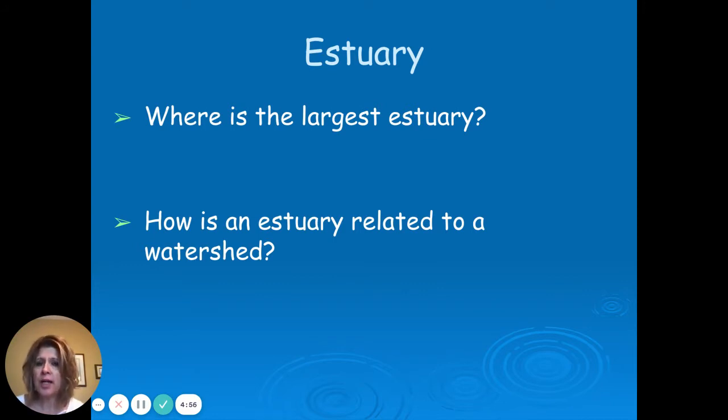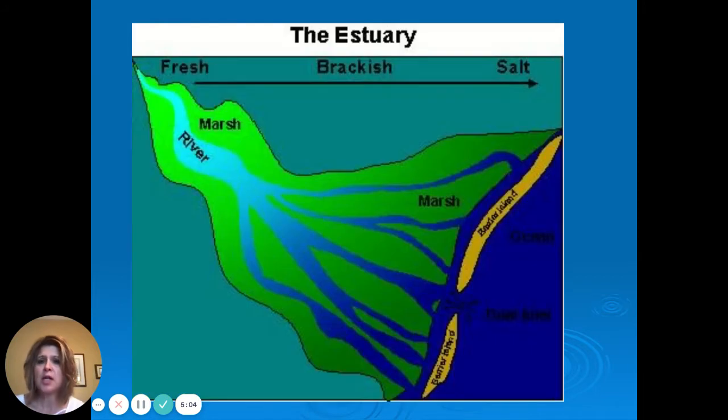An estuary. Where is the largest estuary? And how is an estuary related to watershed? Those are components from fourth grade. So now, as we look here, an estuary, and I'm just going to show you the picture first and then I will describe it.